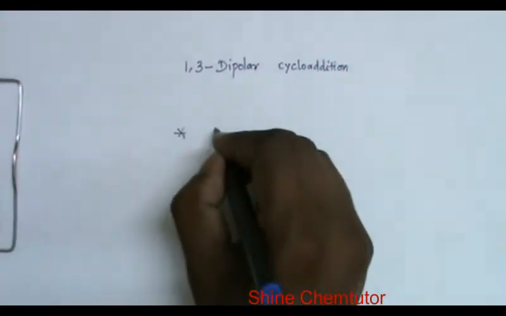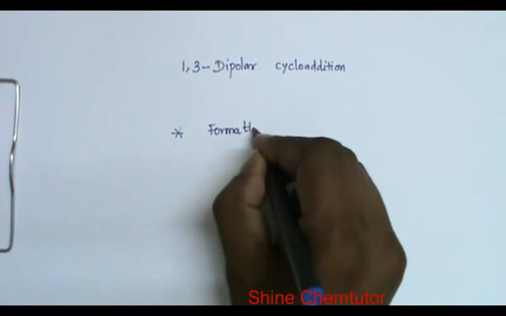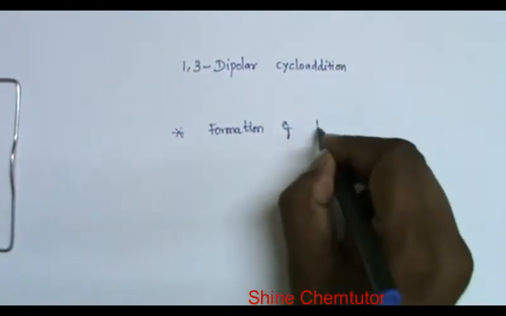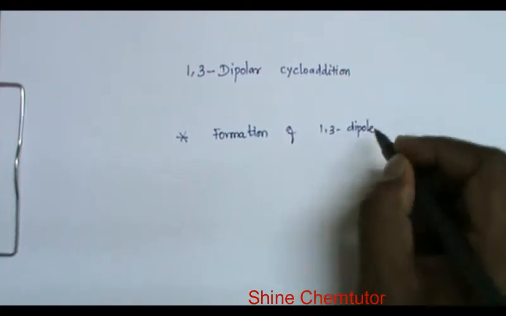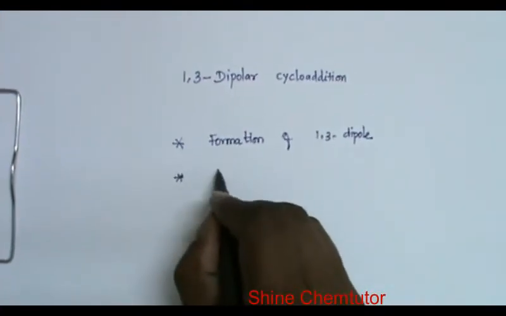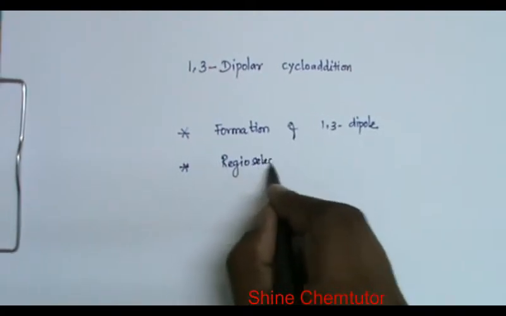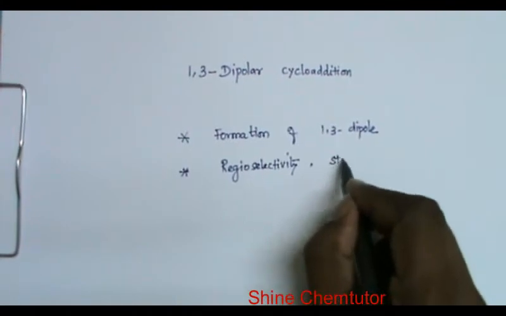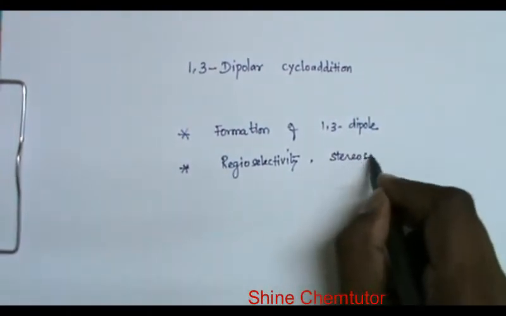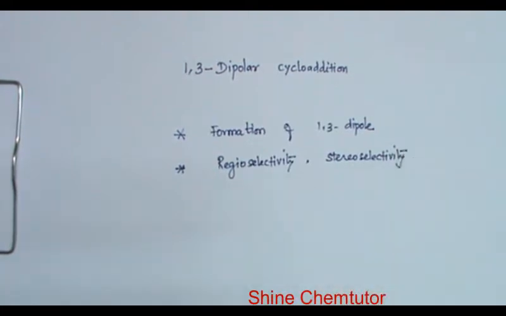The question generally will be based on formation of 1,3-dipole and the regioselectivity and stereoselectivity. So based on this only, generally we can expect the question in CSIR.